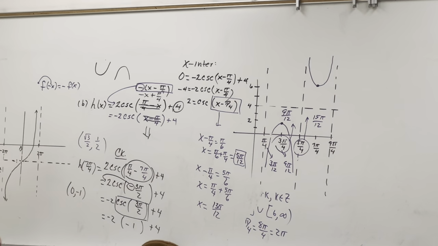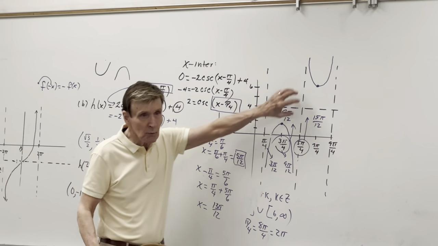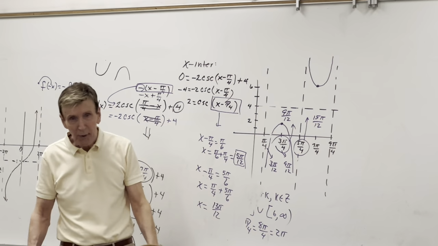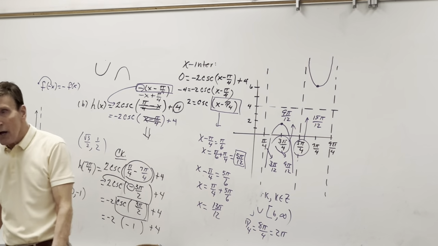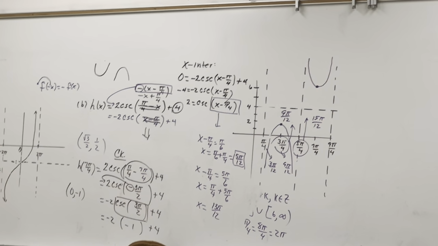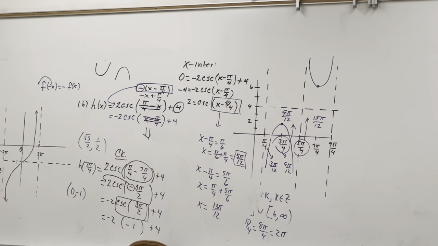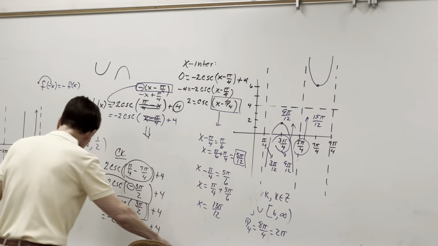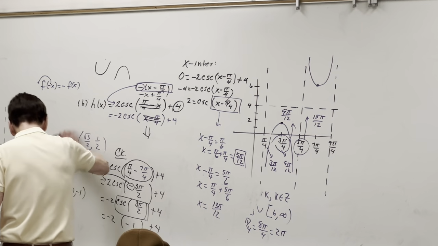Did I erase it? Oh, I didn't erase it. Does this one, which has 2 branches, pass the horizontal line test? No. So would I expect an inverse for cosecant? Not at this point. No. It would not pass the horizontal line test.